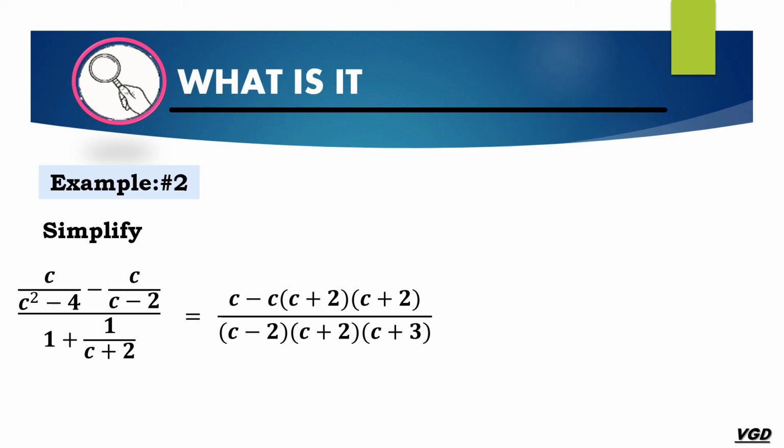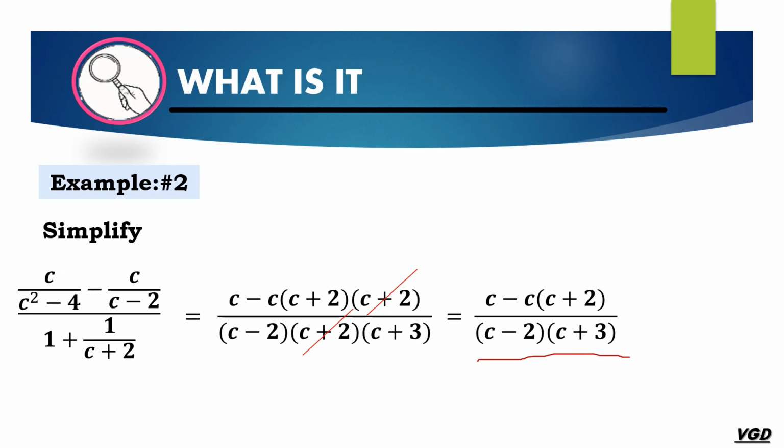Next step is to cancel out the common factors in the numerator and also in the denominator. So the only common factor that we have here is c plus 2. So cancel that out. So our answer will now be c minus c times the quantity of c plus 2 over the quantity of c minus 2 times the quantity of c plus 3. So this is now our remaining factors.